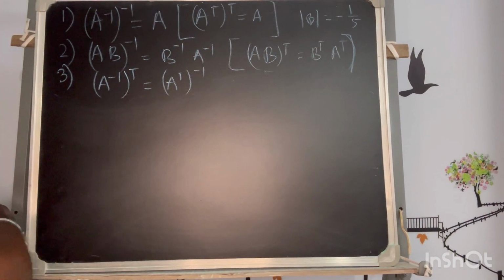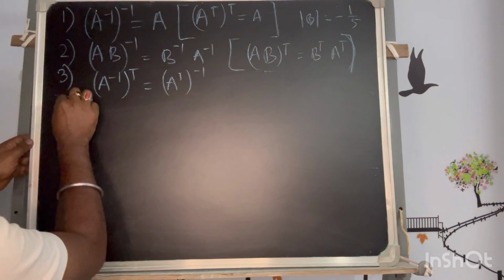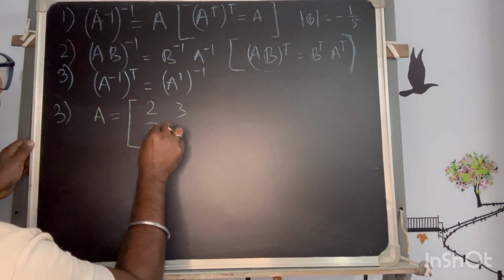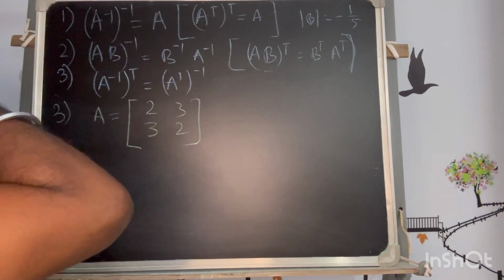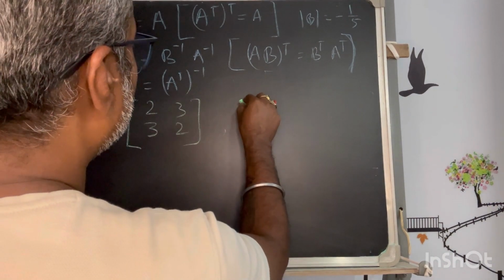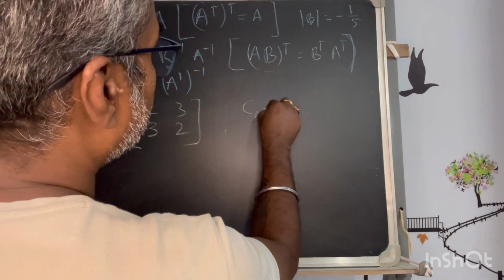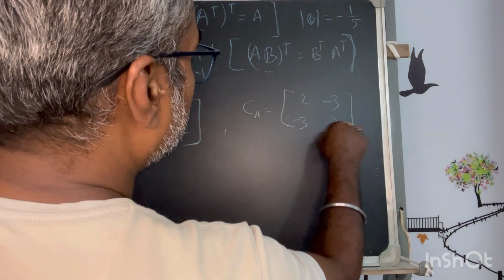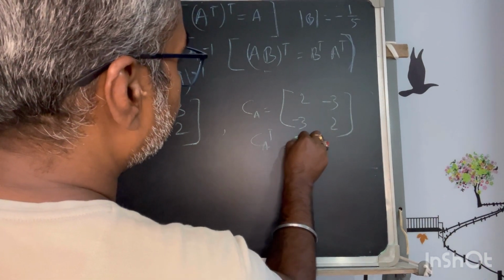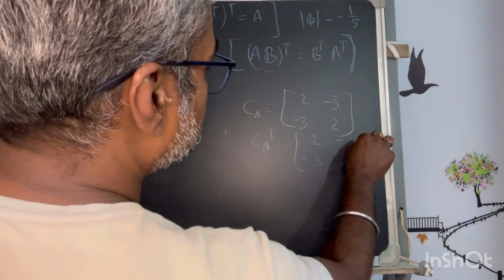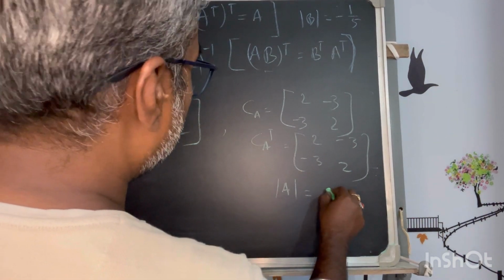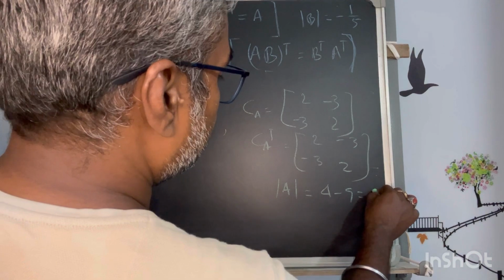So for that also I will take the same example for 3. Let me take the matrix as 2 3 3 2. Now A inverse, what we have to do, cofactor of A is equal to 2 3 3 2. Only thing is that it will become minus, so C A transpose is equal to 2 minus 3 minus 3 2, and the determinant of A is equal to 4 minus 9, that is equal to minus 5.